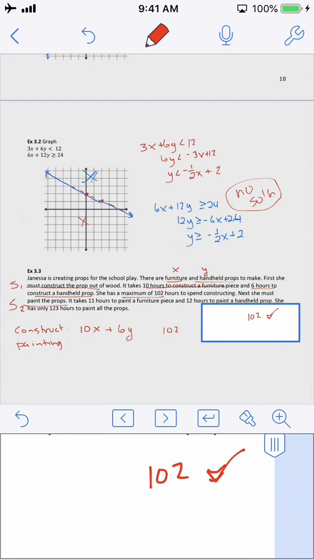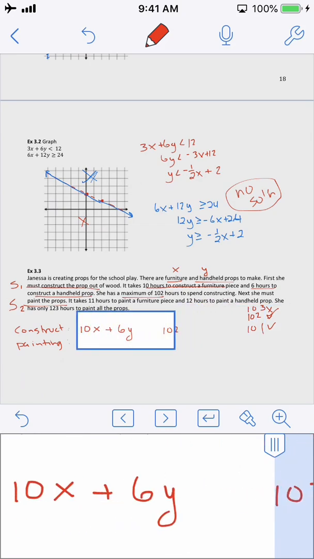Could she take 101 hours? Yeah, that's underneath, right? That's totally fine. She could take less time. Can she take 103 hours? No, now it starts cutting into her schedule. So it looks like everything equal to 102 or less than. It must mean that a maximum is interpreted as less than or equal to. And that's how we get our inequality.